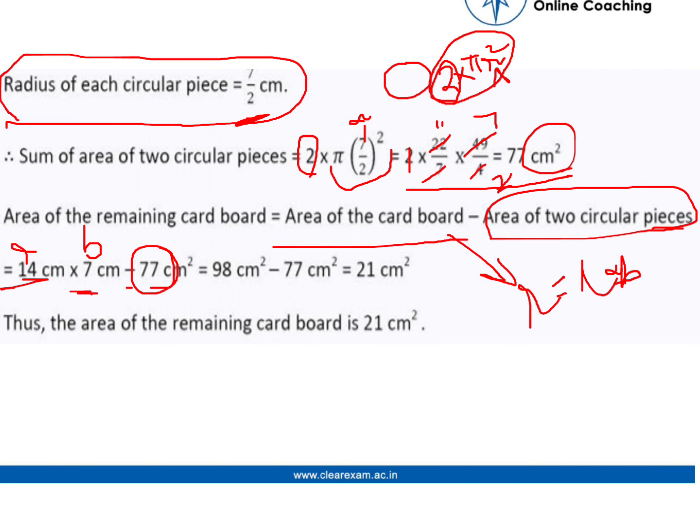So 7 into 14 is 98, minus 77 means 21. So this will be the answer. The area of the remaining cardboard is 21 centimeter square.